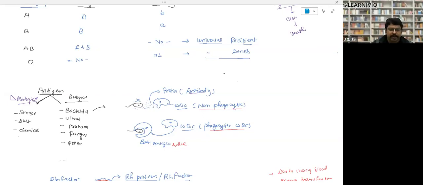So that's how we say it, antigen. Now, what are the antibody? Suppose, let's say the bacteria is antigen. Now, let's take the example. So bacteria, let's consider bacteria as antigen.